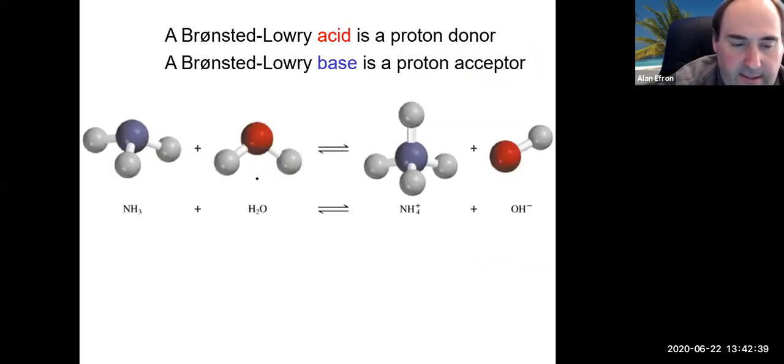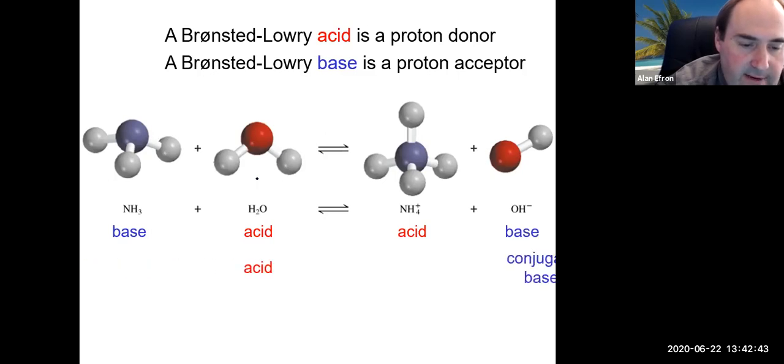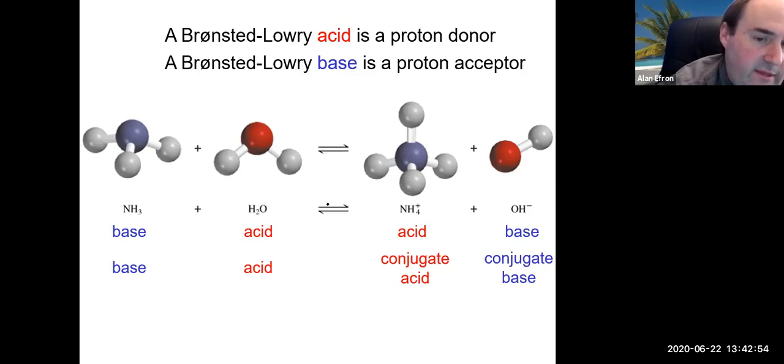And this was a pretty good beginning to a definition of acid and bases, but a more generic sort of definition came about with Brønsted and Lowry. And Brønsted and Lowry's definition of an acid and base is usually the one most of us think about when we think about an acid and base.